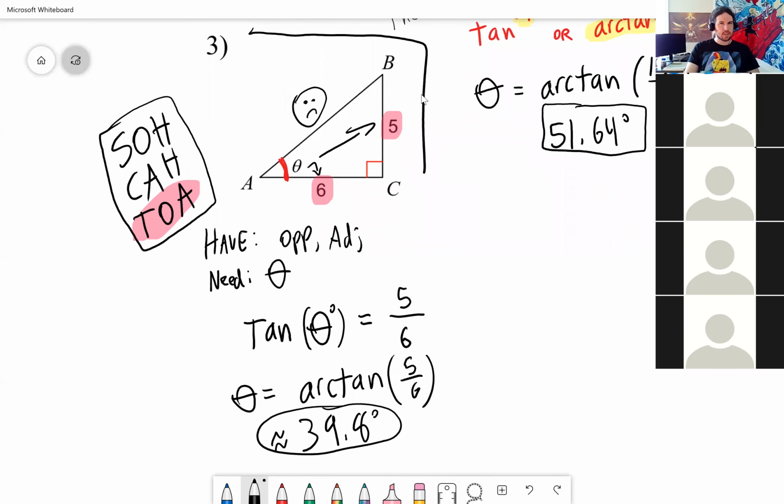Any questions on that? Is this making sense? Do you see how powerful this can be? Like now, we know that if we've got two sides of a right triangle, we can also find everything else, the other side, the two angles.